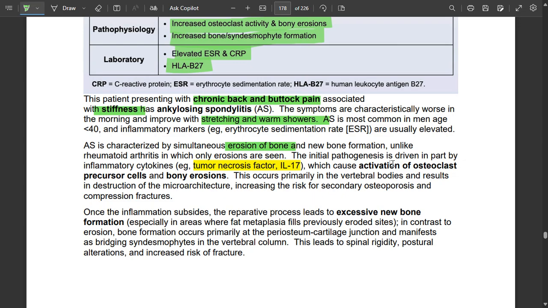The pathogenesis is driven in part by inflammatory cytokines like TNF alpha and interleukin 17, which cause activation of osteoclast precursor cells and bone erosion. So osteoclast activation occurs because of TNF alpha and interleukin 17. In ankylosing spondylitis, they occur primarily in the vertebral bodies, with destruction of the microarchitecture, increasing the risk of secondary osteoporosis and compression fractures.